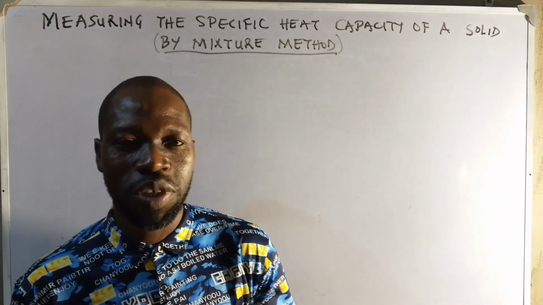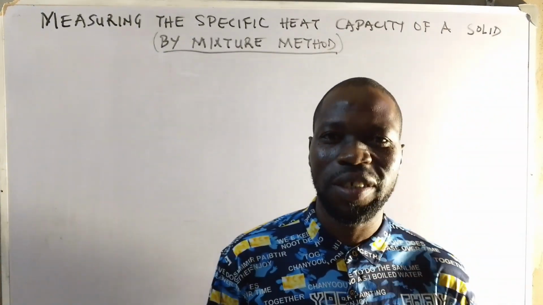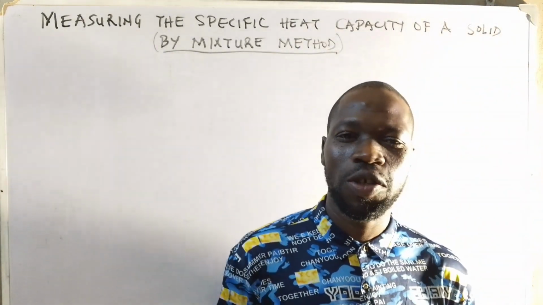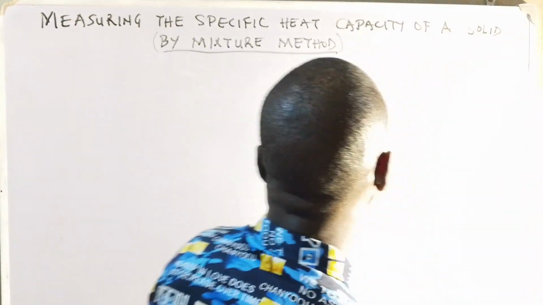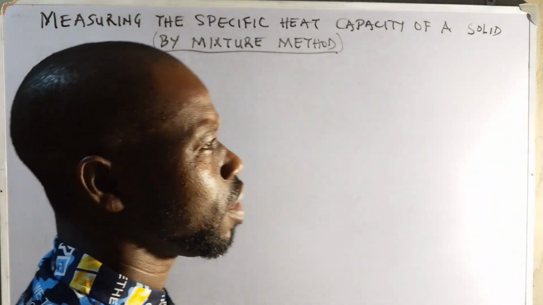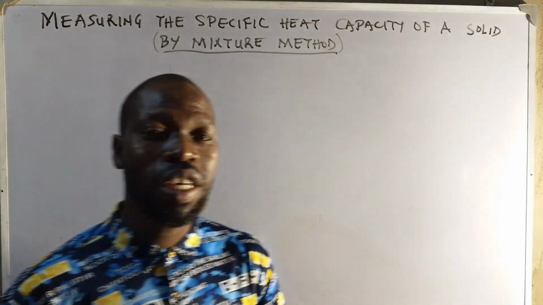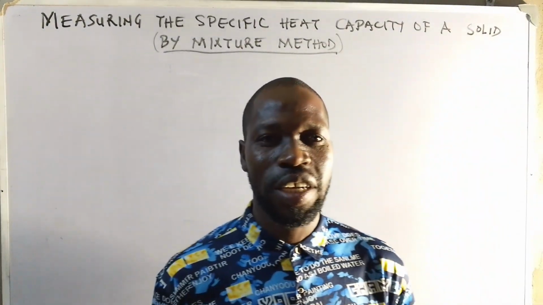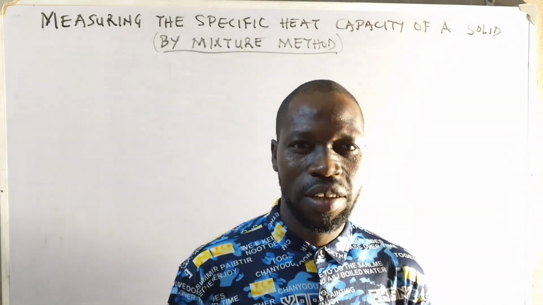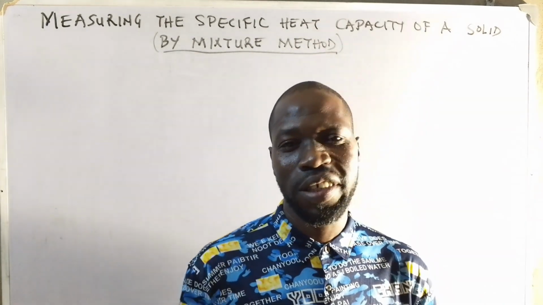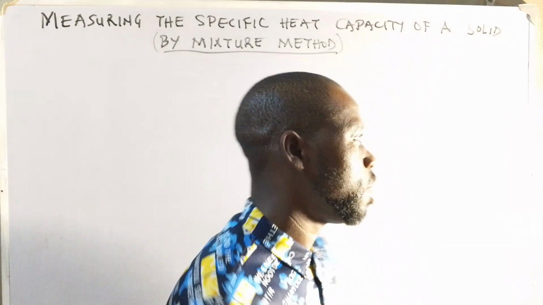We are going to learn how to measure the specific heat capacity of a solid using the mixture method. What is heat capacity? First of all, heat capacity is the amount of heat energy required to raise the temperature of a body by 1 degree Celsius or by 1 Kelvin.